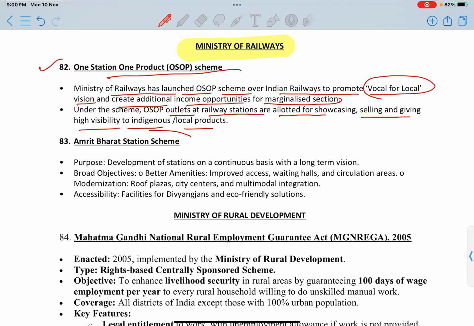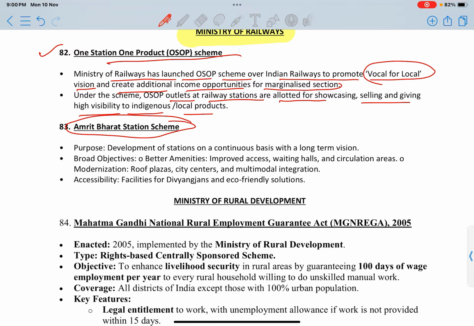Then Amrit Bharat Station Scheme. What is this? Purpose: development of stations on a continuous basis with a long-term vision. Broad objectives: better amenities, improved access, waiting halls, and circulation areas. Okay, accessibility, facilities for Divyangjans and eco-friendly solutions.